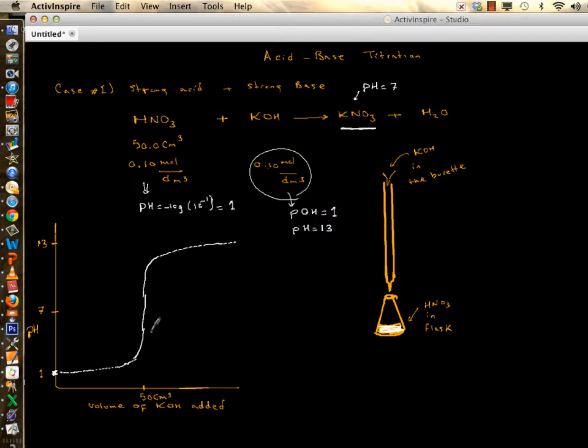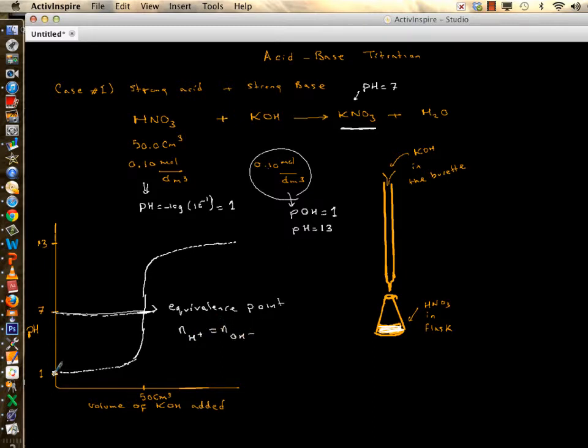You can take the second derivative and you will find out 7 is really your inflection point, when the slope has changed. And this is what we refer to as an equivalence point. So 7 is your equivalence point, and it's when moles of acid is equal exactly to moles of hydroxide.